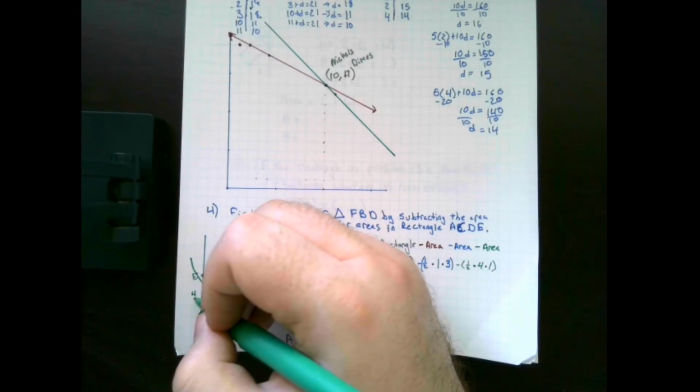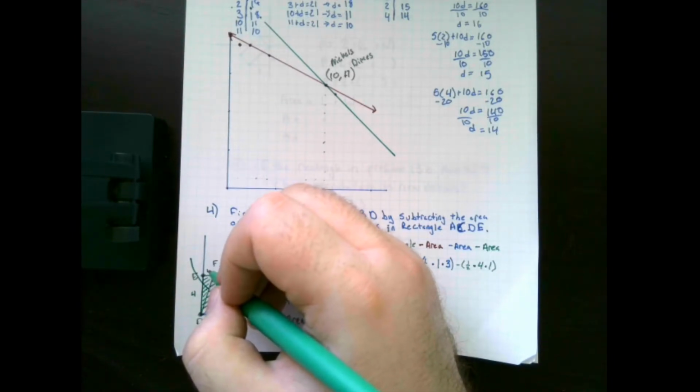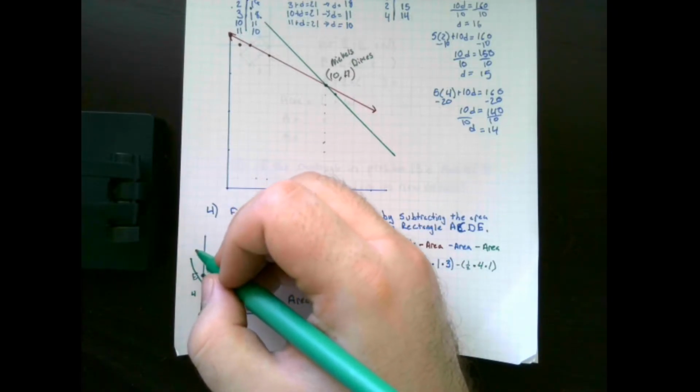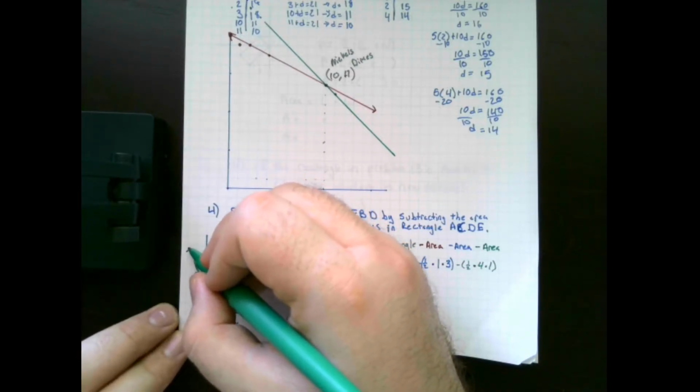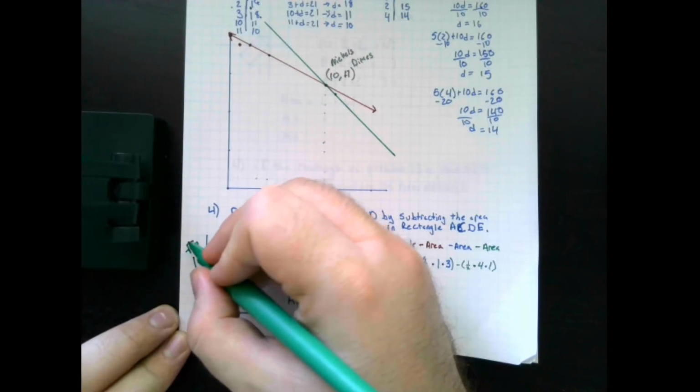So 4 times 4 is 16. 1 times 1 is 1. 16 plus 1 is 17. So this is going to be the square root of 17.